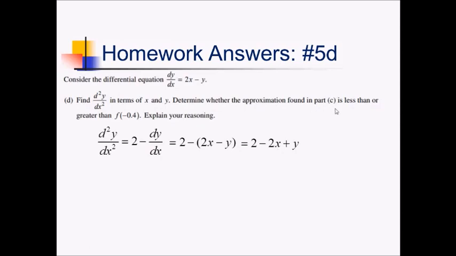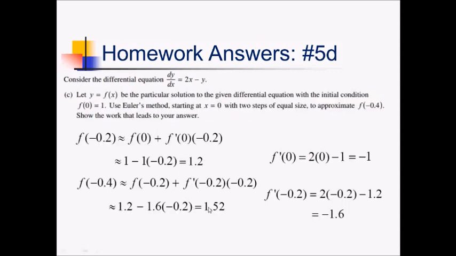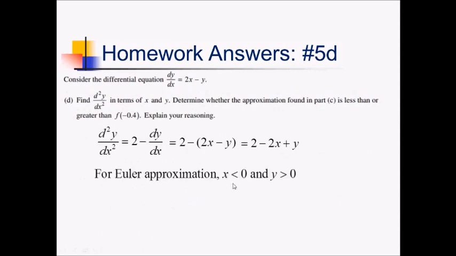All right, next we want to figure out if our approximation from part C was less or greater than f of -0.4. So we need to figure out the concavity at -0.4 for the x value, and then that'll tell us whether we're over or under. In terms of concavity, we need to know an x and a y value. We had a negative x value that we're plugging in, and for the y value, remember we got positive 1.52. So we had a negative x value and a positive y value for our Euler approximation. Plugging in a negative and a positive, we have 2 minus a negative, which is positive, plus another positive comes out positive. So we can tell that our second derivative is positive on the interval from -0.4 to 0. That means that we're concave up on that interval, which means that we're going to under-approximate the true value. So we can say that our estimation, 1.52, is less than the true value of f of -0.4.